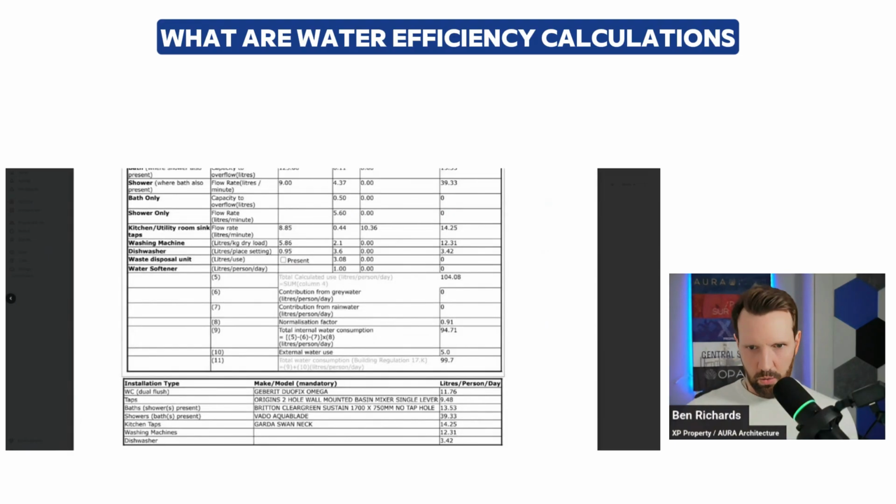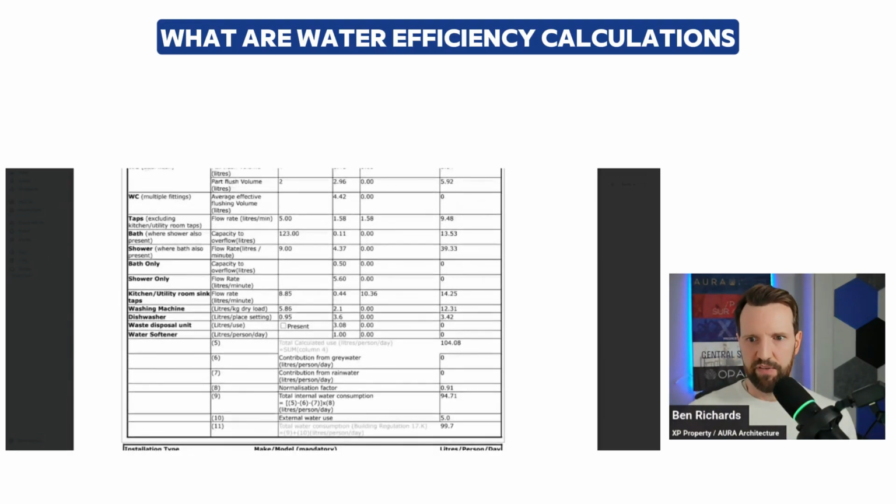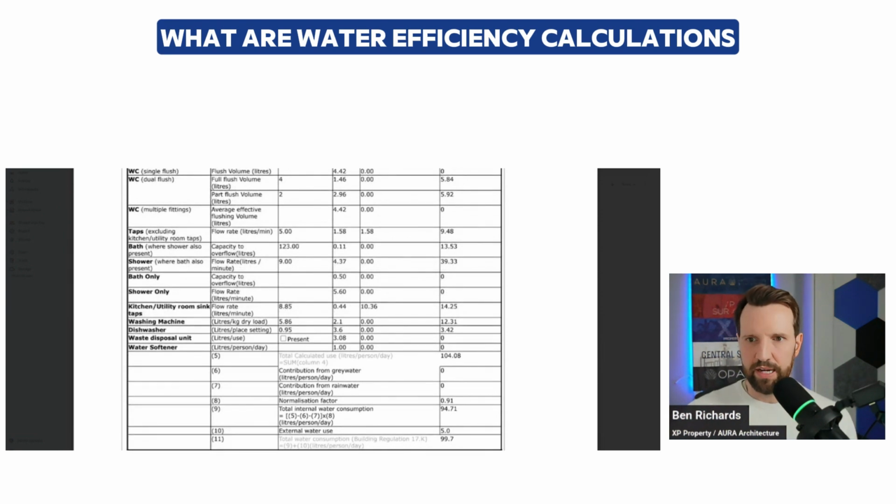So maybe it's washing machine litres per kilogram dry load. So it is 5.86. That is the flow rate capacity of the washing machine, which kicks out a 12.31 litres per person per day calculation when you plug it into this calculator.